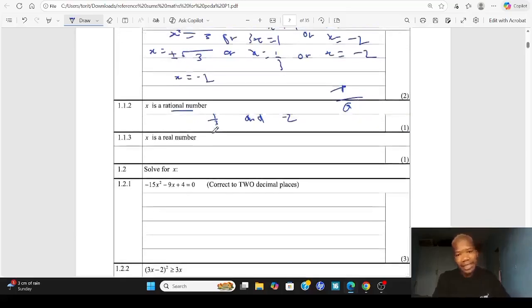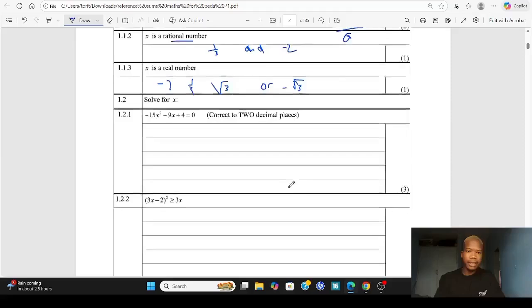We can say that a real number is a number that we can place on the number line ranging from negative infinity to positive infinity. So those numbers are minus 2, 1 over 3, the square root of 3, and the negative square root of 3. So those are our answers there.